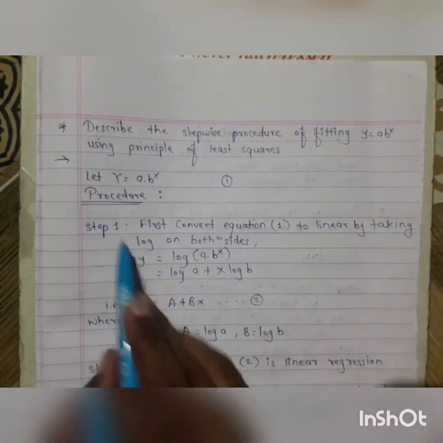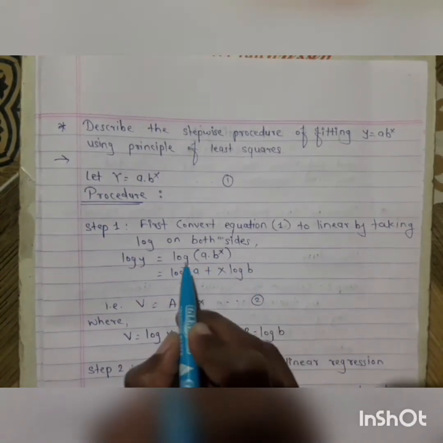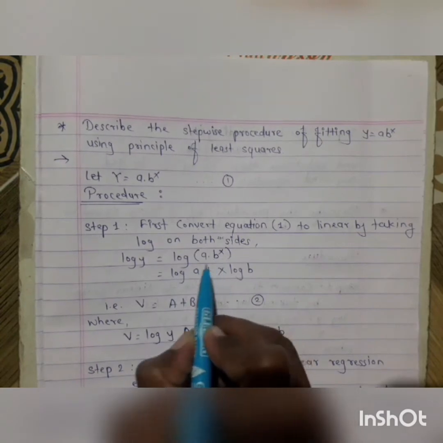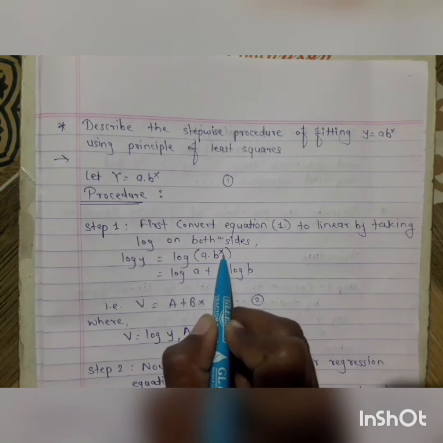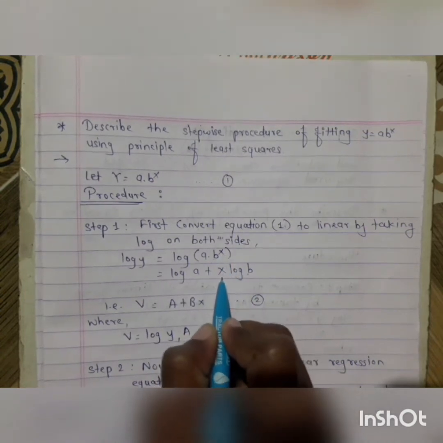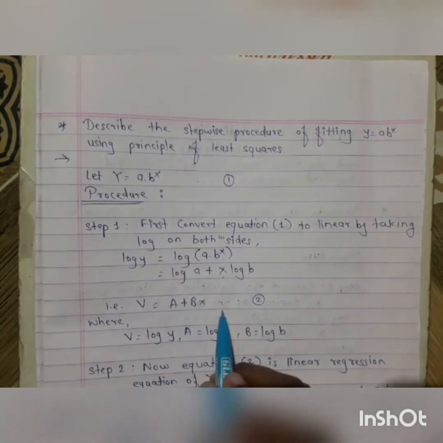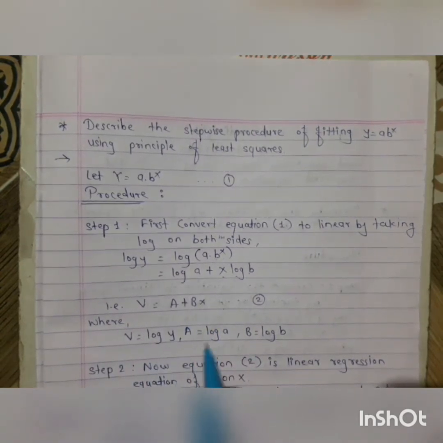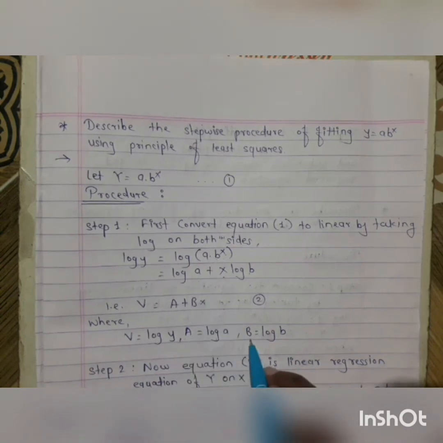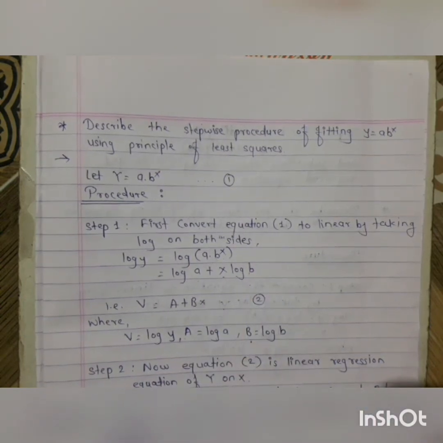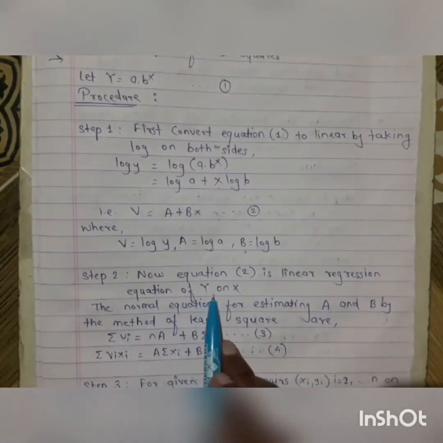Then taking log on both sides, we get log y is equal to log a into b raised to x. We know that log a into b is nothing but log a plus log b, and also we know that log a raised to x is nothing but x into log a. That is v is equal to a plus bx, where v is equal to log y, a is equal to log a, and b is equal to log b. Now step second is, now equation 2 is linear regression equation of y on x.